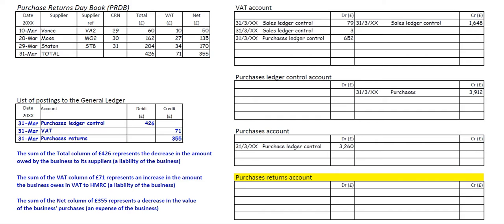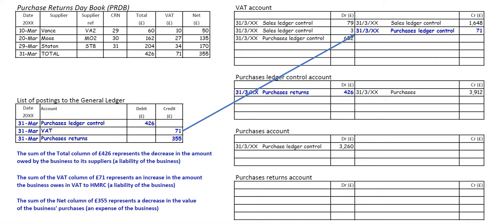So we'll now have a look at how we post information from the purchase returns daybook into these accounts. Well, that £426 will be recorded on the debit side of our purchase ledger control account. We'll date it the 31st of March, the end of this accounting period, and the description we'll use will be purchase returns, because the corresponding credit to this debit will be recorded in the purchase returns account.